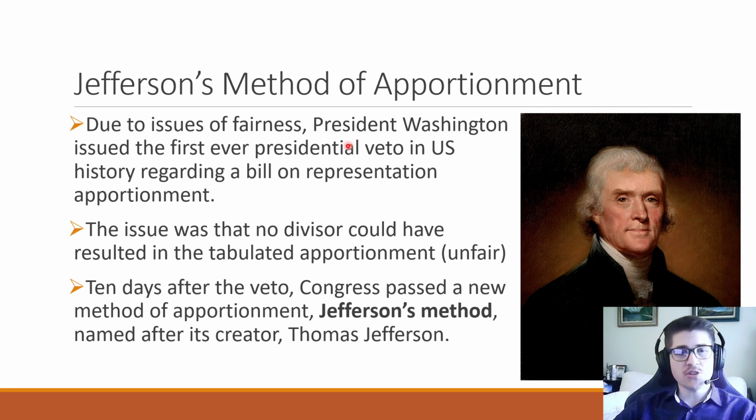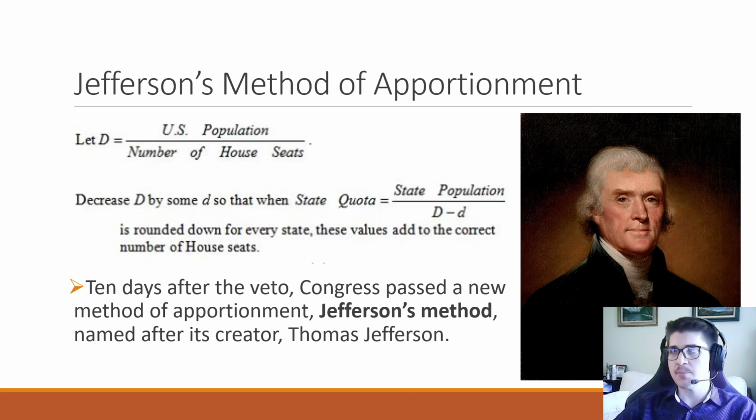Due to issues with fairness, as we talked about, President Washington issued the first ever presidential veto based on the apportionment method that would be used. Basically, he concluded that there were some unfair things going on, due to no divisor providing the tabulated apportionment numbers that were actually going to be used. And he proposed a new method, which we now refer to as Jefferson's method, created by Thomas Jefferson.